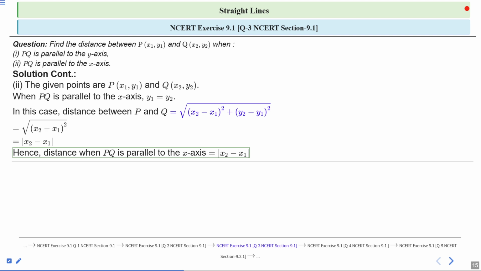So what you have to remember? You should remember, when PQ is parallel to the y-axis, then the distance between P and Q is the modulus of y2 minus y1. And when PQ is parallel to the x-axis, then the distance between P and Q is the modulus of x2 minus x1. Okay, these two points you should remember.